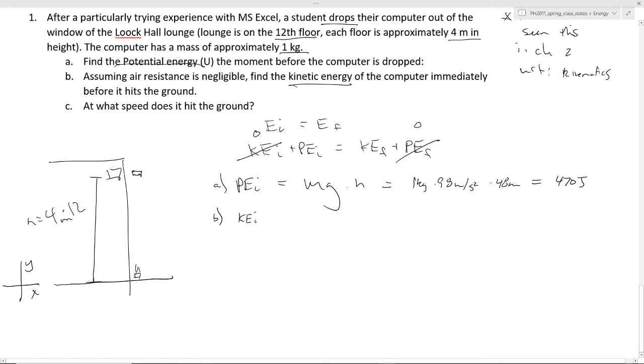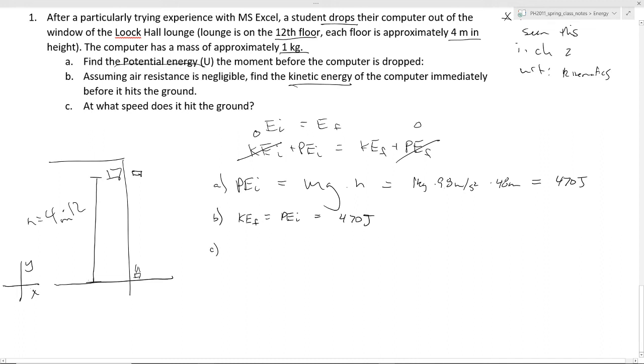So this we can relate to our, not kinetic energy, initial, sorry. This we can relate to our energy conservation expression. We know that the kinetic energy final is going to be equal to the potential energy initial. So this is going to have the same size. This will also be 470 joules. Okay.